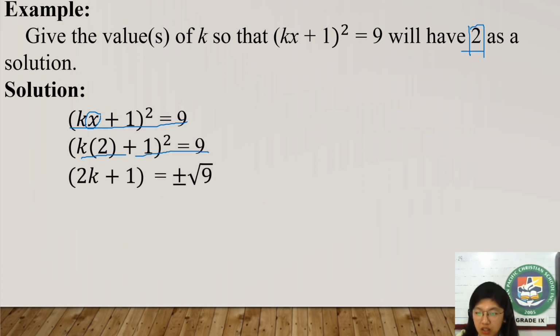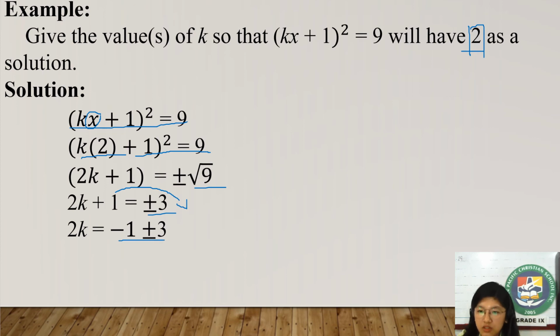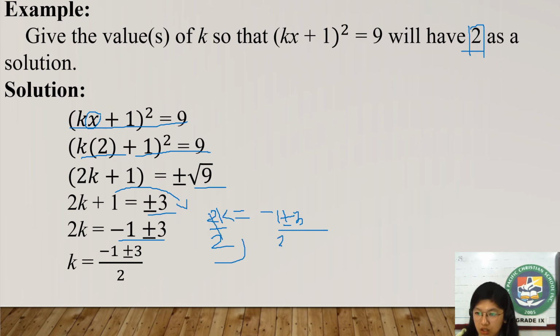Ayan, plus, then copy. Then, extracting the square root. So, we have, ayan, the square root of 9 will be positive and negative 3. Yan. Next, we have 2k, transpose positive 1, magiging negative 1, positive and negative 3. Then, to get the value of k, divide both sides by kung anong kasama ni k. So, negative 1, positive negative 3. So, divide both sides by kasama ni k, which is 2. So, cancel. Naging k is equal to (negative 1, positive negative 3) over 2.